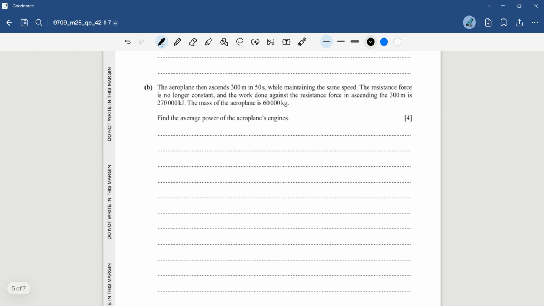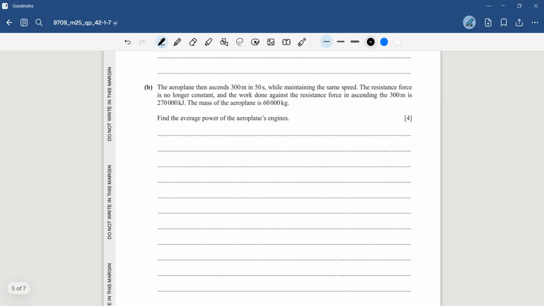For part B, the aeroplane then ascends 300 meters in 50 seconds while maintaining the same speed. The resistance force is no longer constant. The work done against the resistance force in 300 meters is 270,000 kilojoule. The mass of the aeroplane is 60,000 kilogram. Find the average power. Here they ask for the average power.